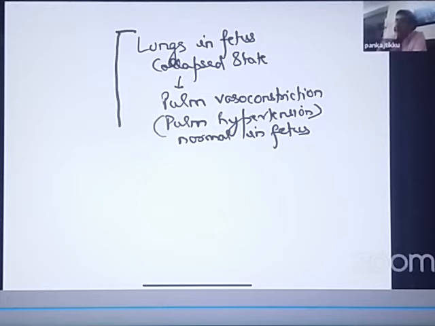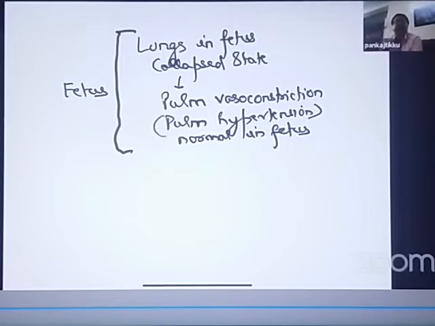So this is happening in a fetus. The lungs are in a collapsed state. Because the lungs are collapsed, the pulmonary vessels are vasoconstricted, narrowed down. And because the pulmonary vessels are vasoconstricted, the pulmonary pressures are very high. So it's normal to have a state of pulmonary hypertension during fetal life. It's normal. Pulmonary pressures are very high in the fetus.